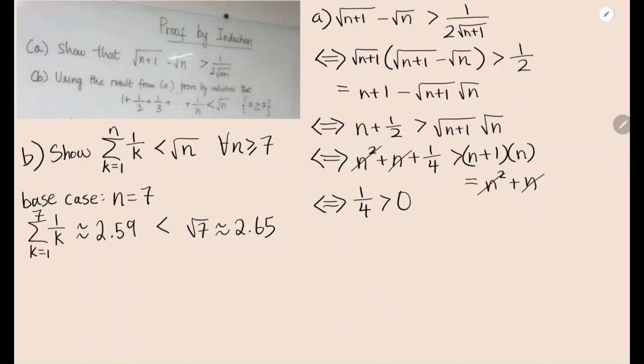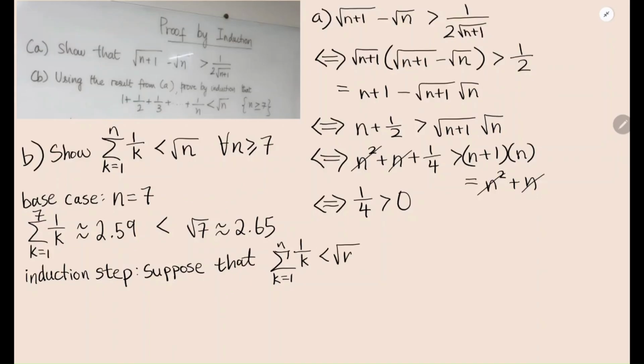Now, what we want to do is the induction step. For the induction step, we do need the induction hypothesis. So we want to suppose that this sum from k equals 1 to n of 1 over k is less than the square root of n for some n greater than or equal to 7.